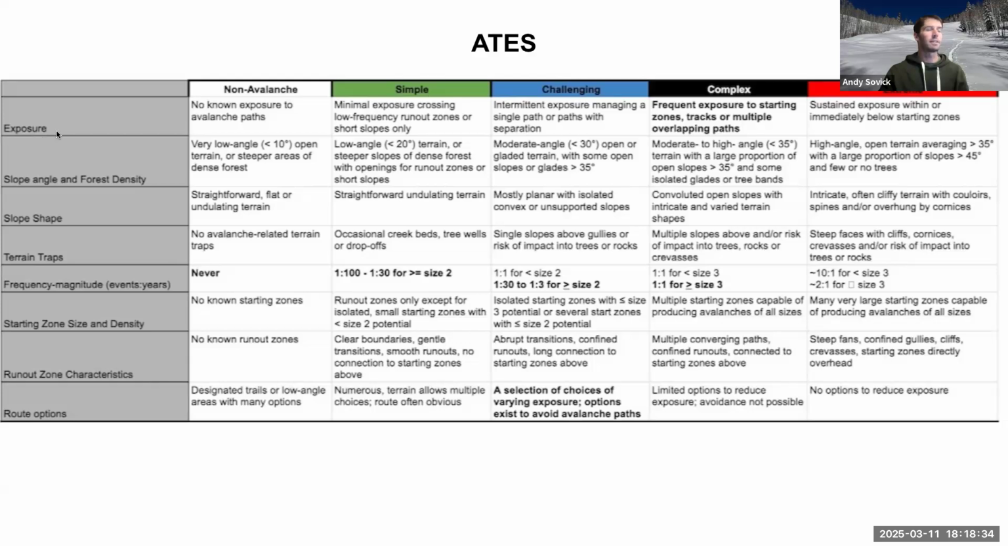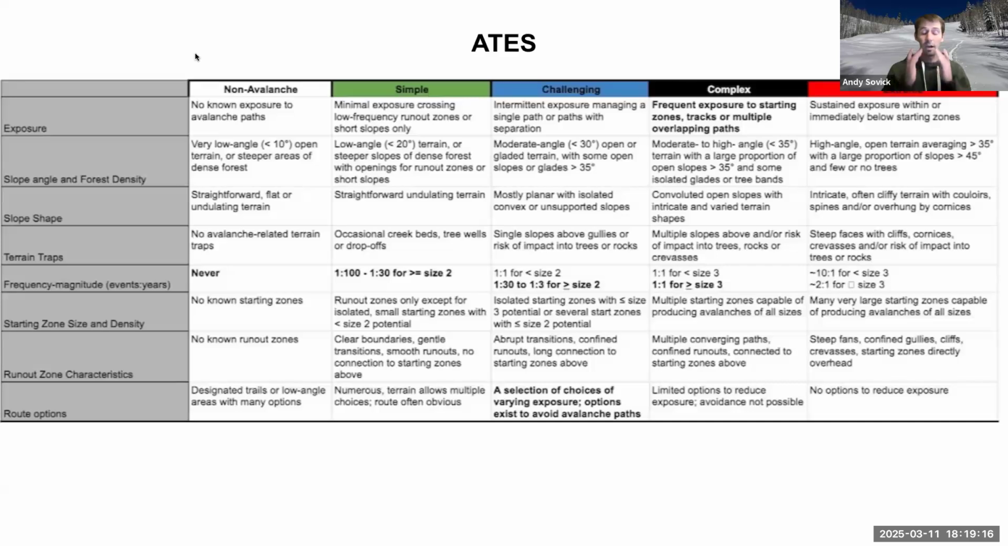But we have 11 factors that we consider when we're looking at a slope like Snodgrass Mountain, and that is the exposure time someone's traveling through, the slope angle and forest density we talked about, the slope shape, meaning is it undulating, is it planar, is it big, is it convoluted? Terrain traps, are there terrain traps and what are they like? Frequency and magnitude, that's the history of the avalanches in the past. Do we see an avalanche every year? Do we see a big avalanche every year? Is it one every 100 years? And how far does it go? That's what this is all about. Starting zone size, runout zone characteristics, and then route options.